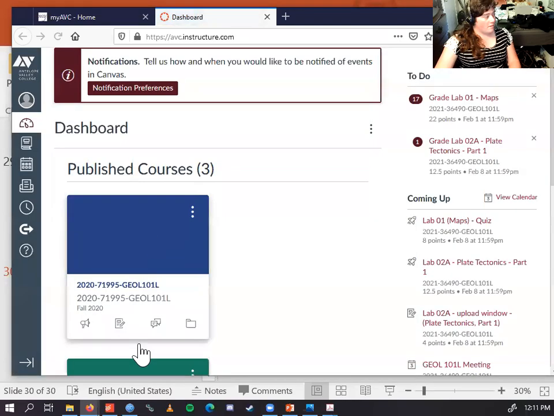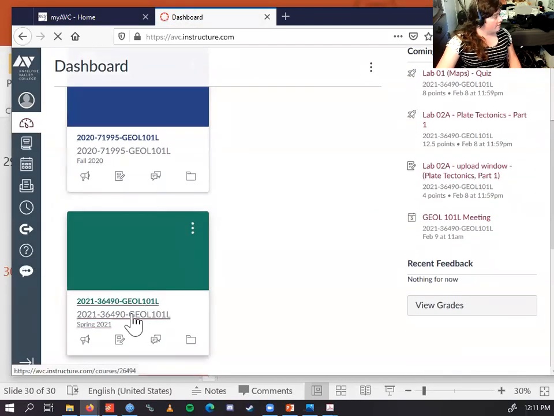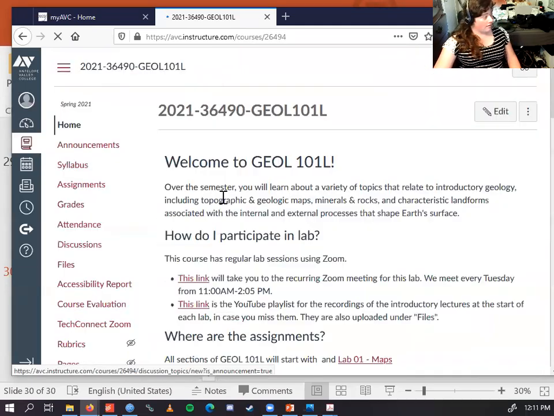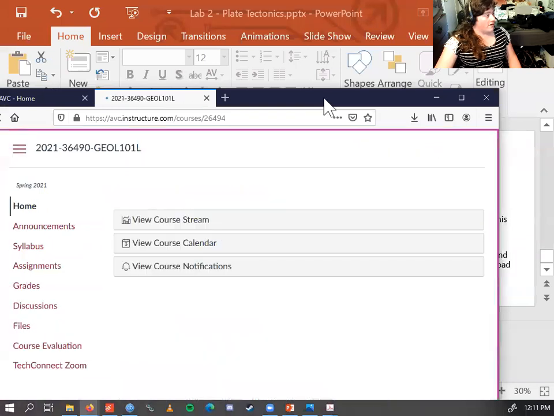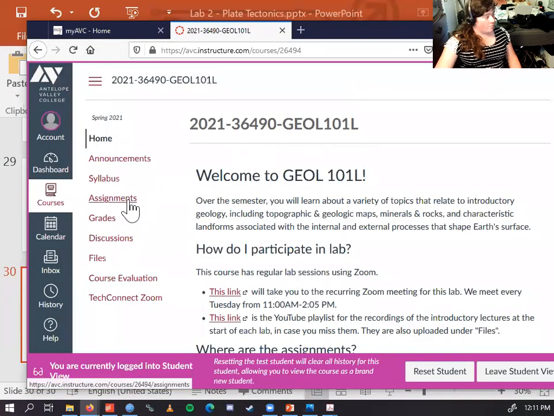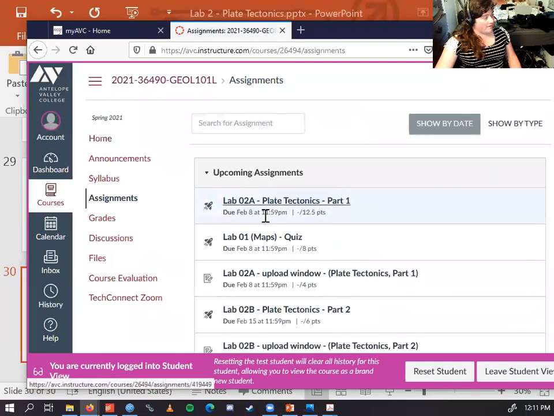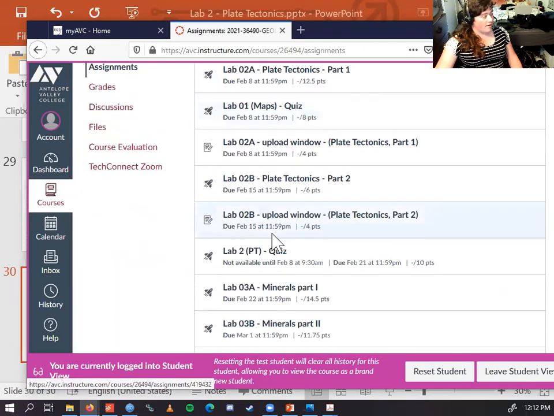Okay, let me show you what I'm talking about. I'm sorry, I was just navigating my way back over to Canvas. So let me put this in student view. Okay, it's in student view now, so this should be what you are able to see. I jump over to assignments, and actually I didn't notice this because it doesn't show me this in teacher view, but upcoming assignments lists assignments by when they're due. So you can see here, this is the lab you're working on today, Lab 02A, Plate Tectonics Part 1. And then due February 8th is also this Lab 01 Maps quiz.